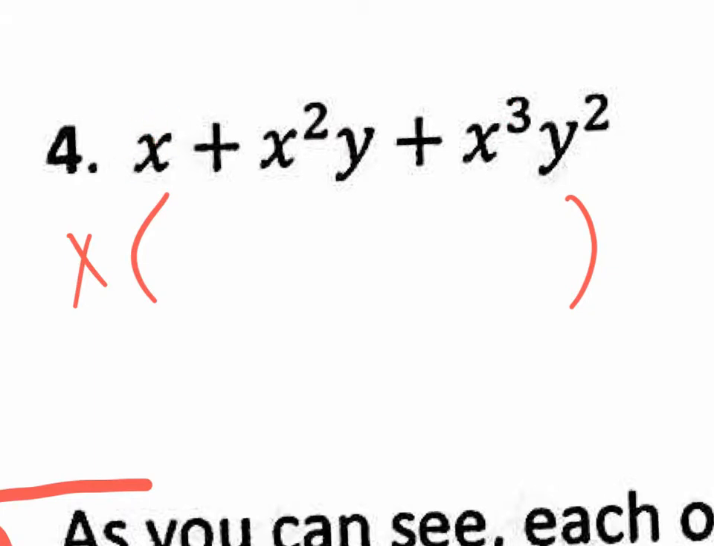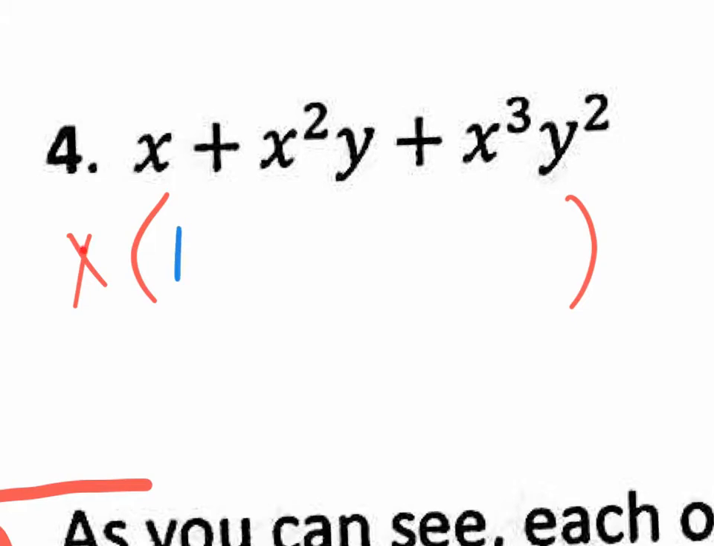So the key is, what's the greatest value that you could pull out of all 3 terms at the same time? So only 1x. Now, if I do pull out that 1x, what's going to be left over on the inside? X times what gives me x? Really? X times x is x? X times x, yeah, x times x is x squared. So x times what will give me this first value x? 1, right? It doesn't change. So you need a 1 out there.